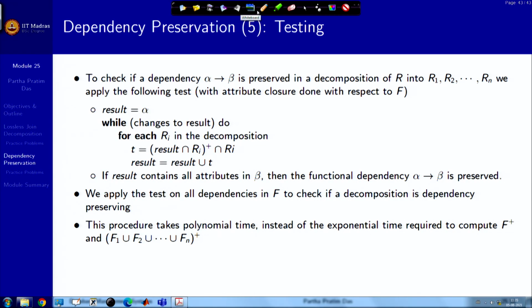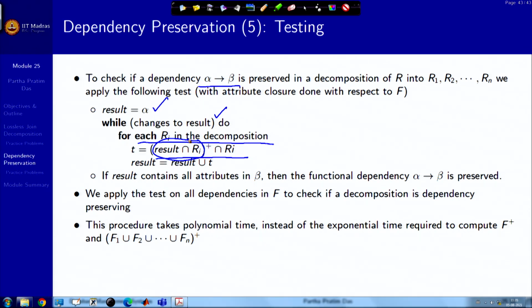We will try to do that. So, I said I want to check if alpha determines beta is preserved with the decomposition of R1 to Rn. Right. So, for the closure of alpha, I set result to alpha. As long as the result does not change, I keep on doing this. For each decomposition, I take out attributes only in Ri, compute the closure of the attributes with respect to F, and again take the intersection with Ri.